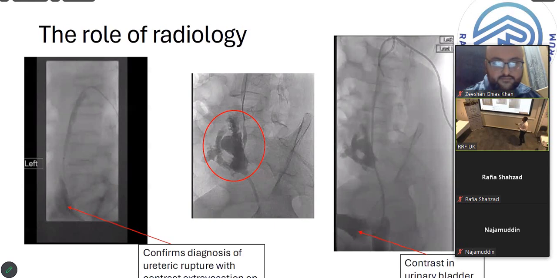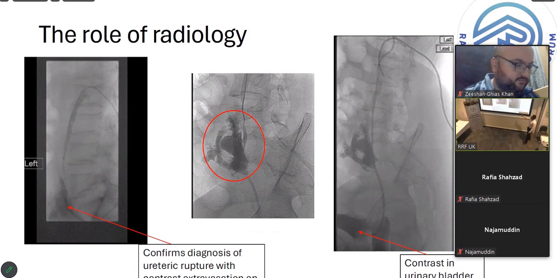So the patient went on to have a nephrostomy and an abdominal drain. And in this first image here, what we can see is a transection of the ureter just there, which would have caused the urinary leak. And this was confirmed with a nephrostogram showing contrast into the free fluid and not into the urinary bladder as you'd expect.